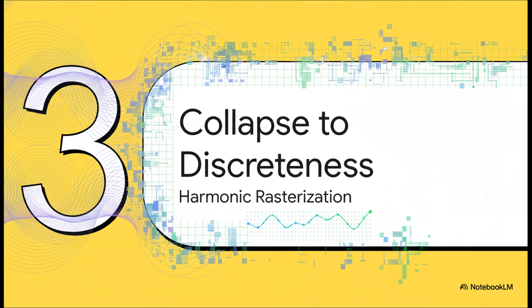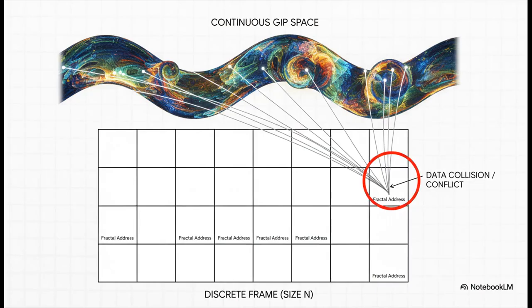And now the system hits its first big wall. It's established this perfect, continuous, ideal order. But to be useful, it has to map that infinite order onto a finite, discrete grid. And, well, this is where all the problems start. This is the process called harmonic rasterization collapse. It takes that beautiful, continuous reality and forces it into a set of digital boxes or fractal addresses. But as you can imagine, when you try to fit an infinite reality into a finite number of boxes, you're going to get some conflicts.